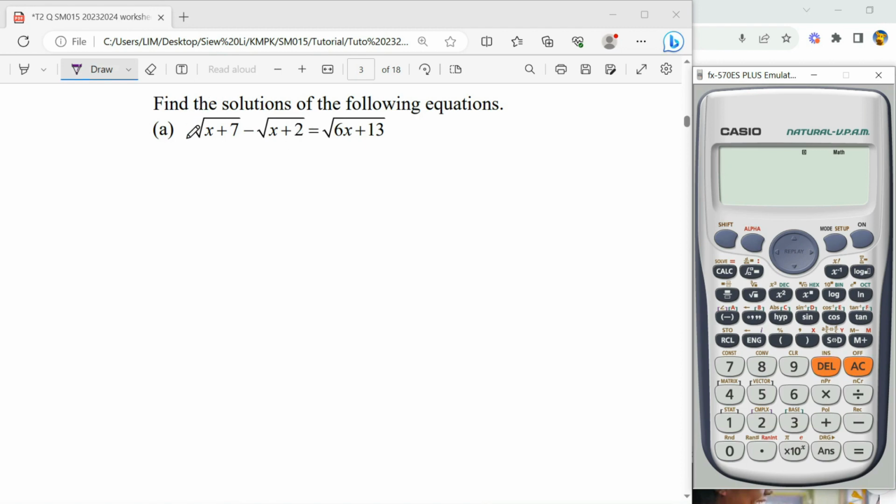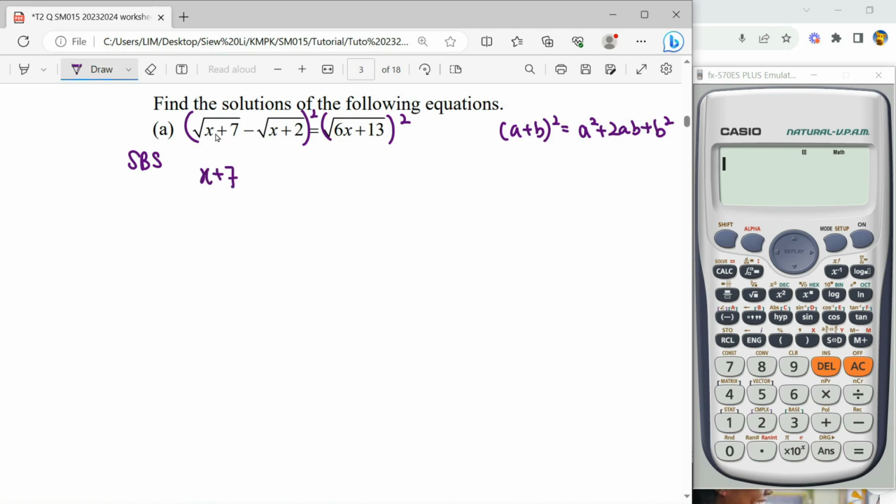So to remove your surd, the method we're going to use here will be squaring both sides. Left hand side squared, right hand side squared. As you can see, our left hand side has one surd minus another surd. When we have (a plus b) squared, we expand it as a squared plus 2ab plus b squared. So for this surd, square root of x plus 7 squared, it gives us x plus 7.